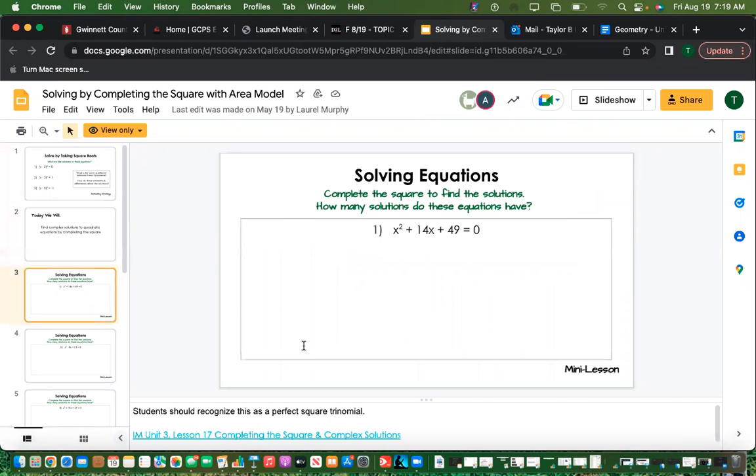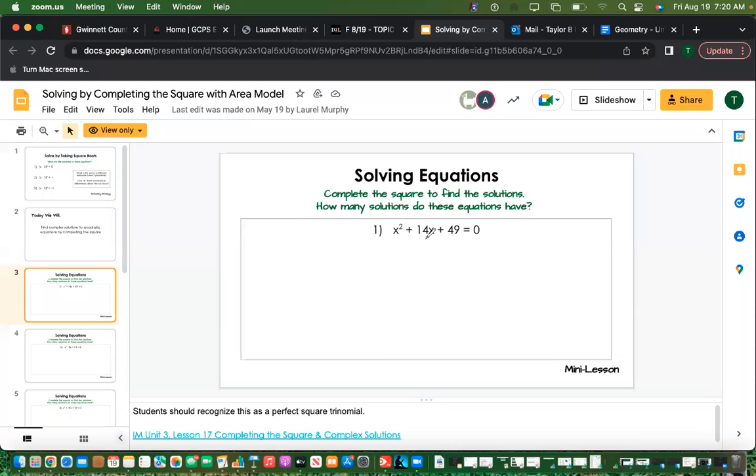All right, so today we're going to find complex solutions to quadratic equations by completing the square. So we're going to continue what we were working on yesterday. Complete the square to find the solutions. How many solutions do these have? On Wednesday, we were using algebra tiles to help us. This time, I'm actually going to give you the formula for how you solve this.